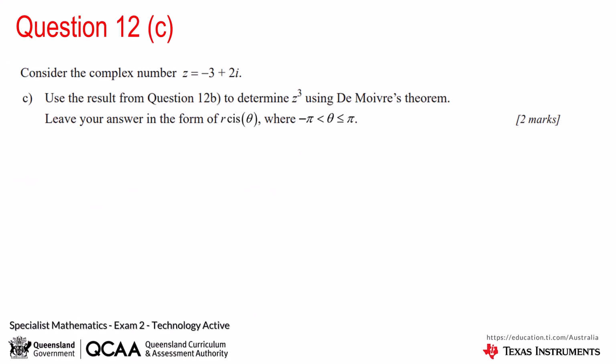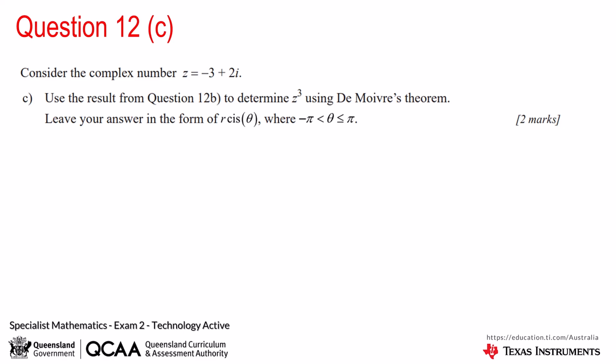Question 12c is worth 2 marks, and we're asked to use the result from part B to determine z cubed using de Moivre's theorem. We need to express the answer in the form r cis theta, where theta belongs between negative pi and pi, not including negative pi.